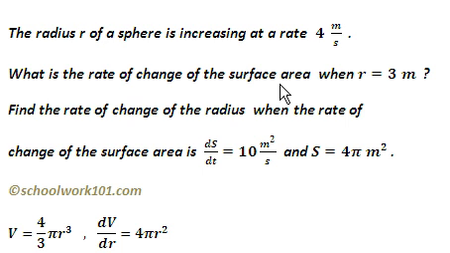So the rate of change of the surface area, and I think I'll label this as S for surface, so this will be dS over dt. So that's what we're going to be looking for when r is equal to 3 meters. Let's remember that this is 3 meters, and the radius is increasing 4 meters per second.